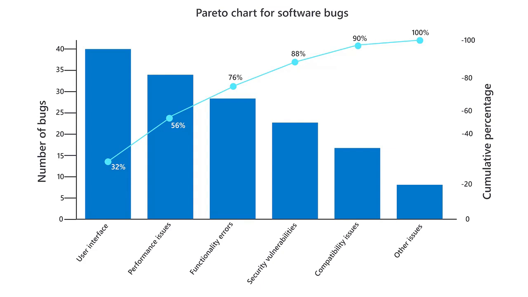Here is an example of a chart an IT team used to analyze software bugs reported over 3 months to identify the most frequent causes and prioritize them for resolution. Ultimately, a Pareto chart helps IT professionals identify the most significant factors contributing to a problem and focus efforts on the changes that will have the greatest impact.